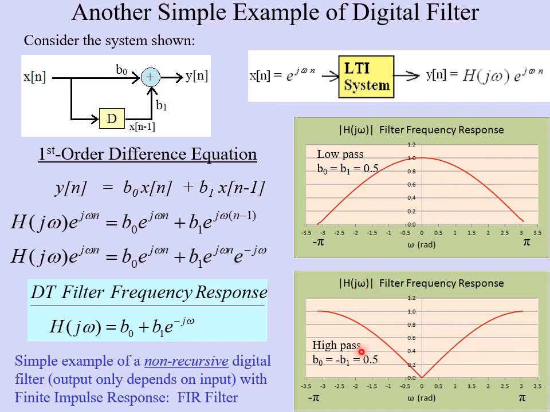By making one change, if we change b1 here to negative 0.5 instead of positive 0.5, then the frequency response flips, and now it becomes a high-pass filter. Basically, low frequencies are blocked because the filter output is close to 0, and high frequencies over here at pi are passed through. You can see that the value of the output of the filter is 1, meaning it's just going to send that type of signal right through without doing anything to it.